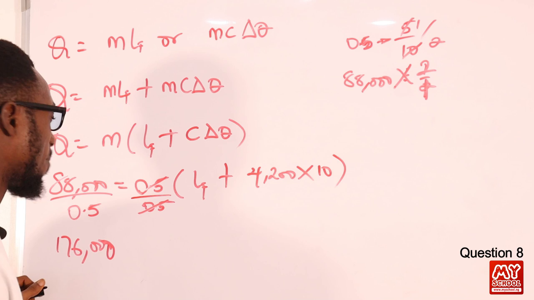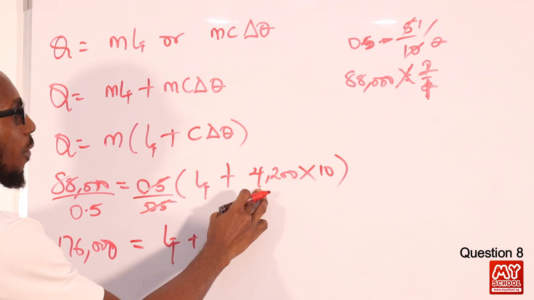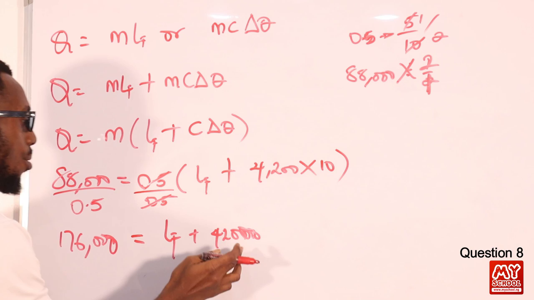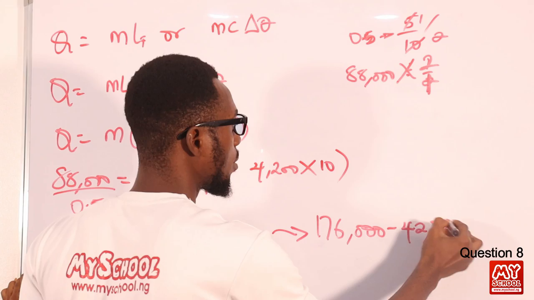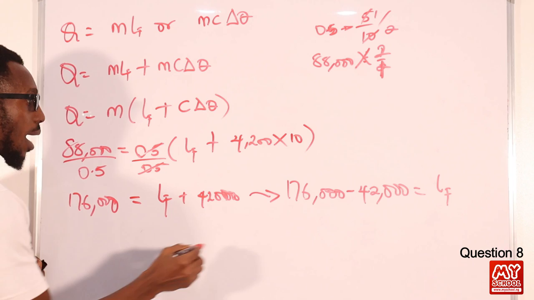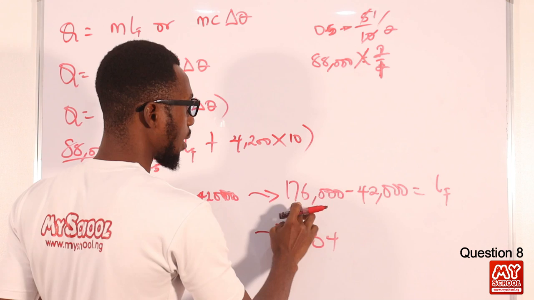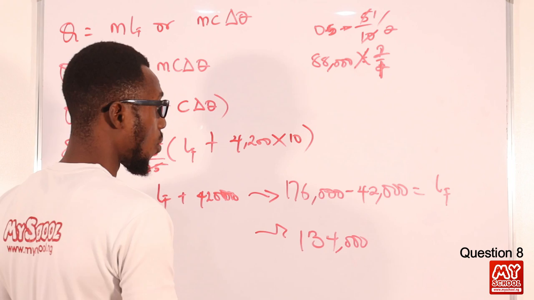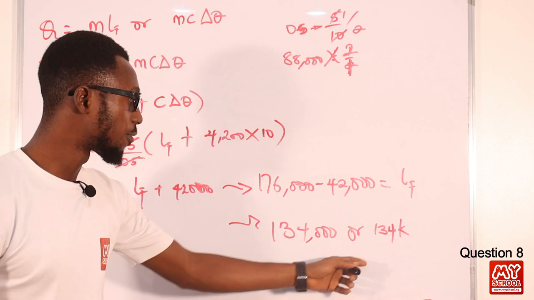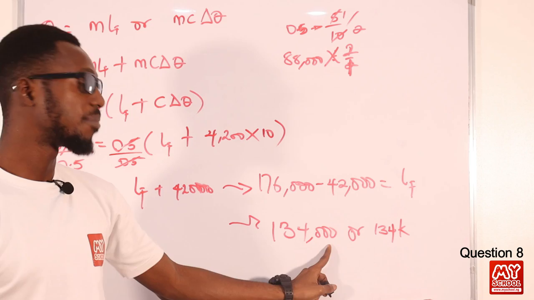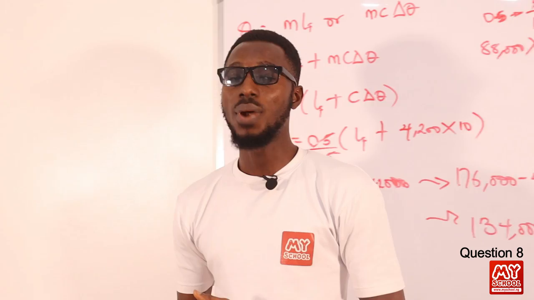So we have this equals, when you open up, LF plus 4,200 times 10, I have 42,000. If I send this to this side, what I should have is 176,000 minus 42,000 equals latent heat of fusion. If I subtract this, what I should have is 134. 6 minus 2, that is 4. 7 minus 4, that is 3. Then I have 1. So 134. Whatever unit we want to put for our latent heat of fusion, either 134 k, that's kilo, which is times 1,000, or 134,000 joules, kilojoules per kilogram. So we have it there.